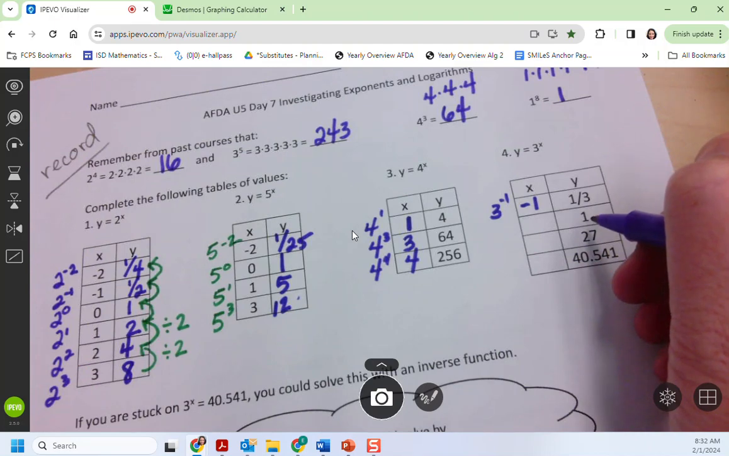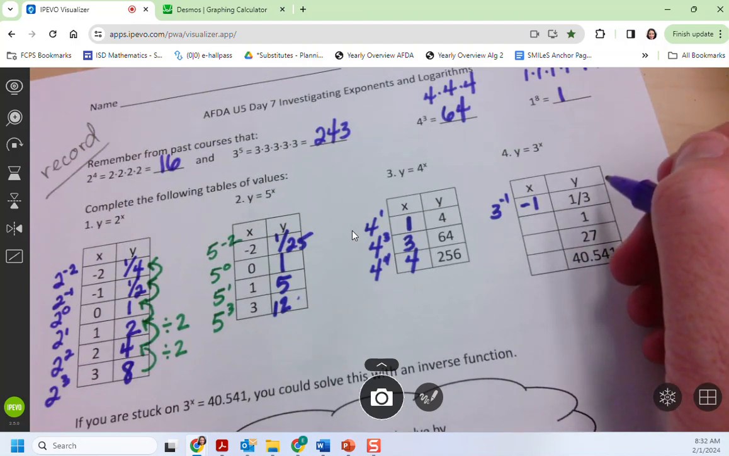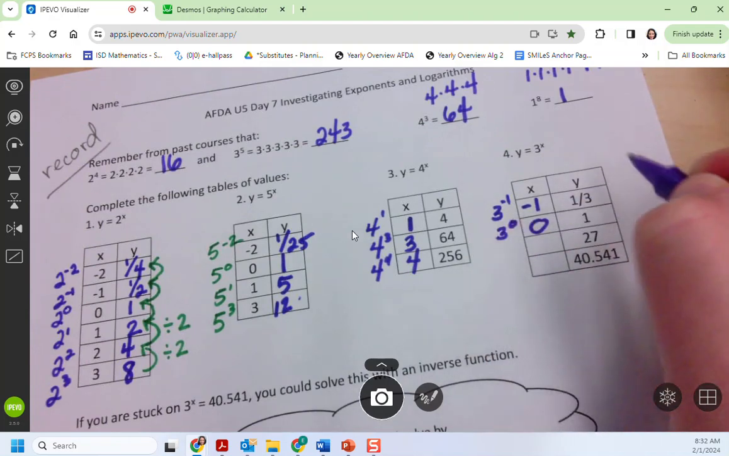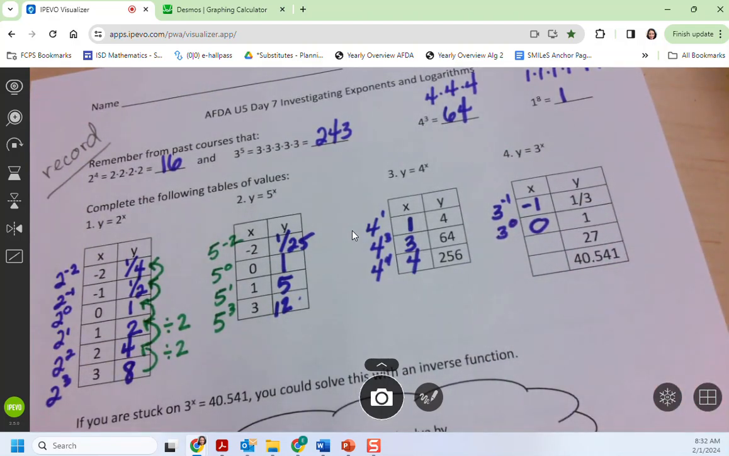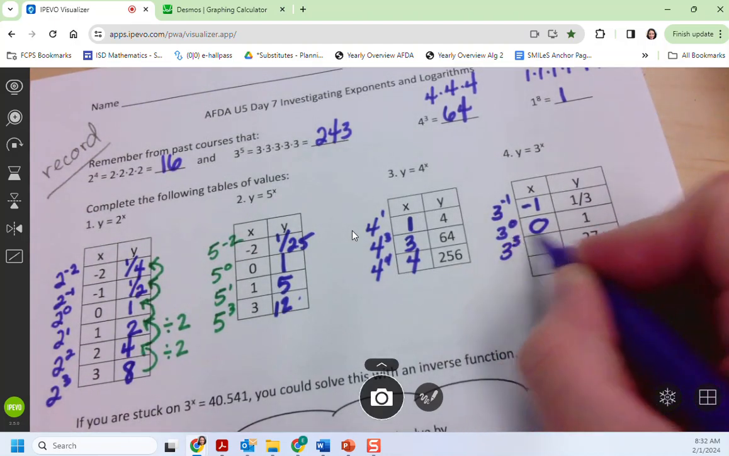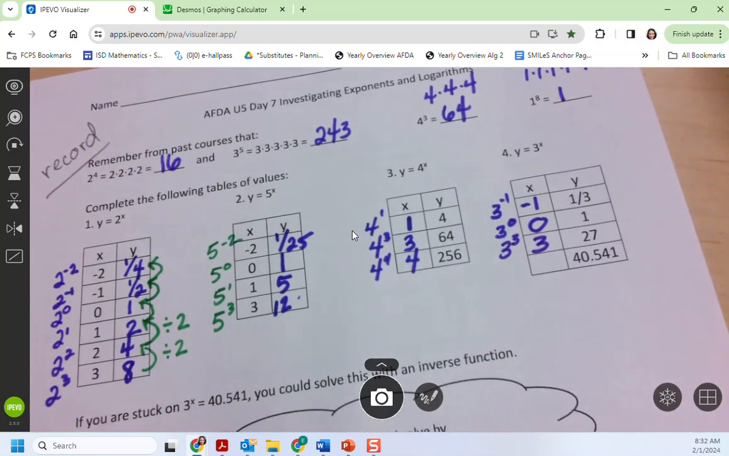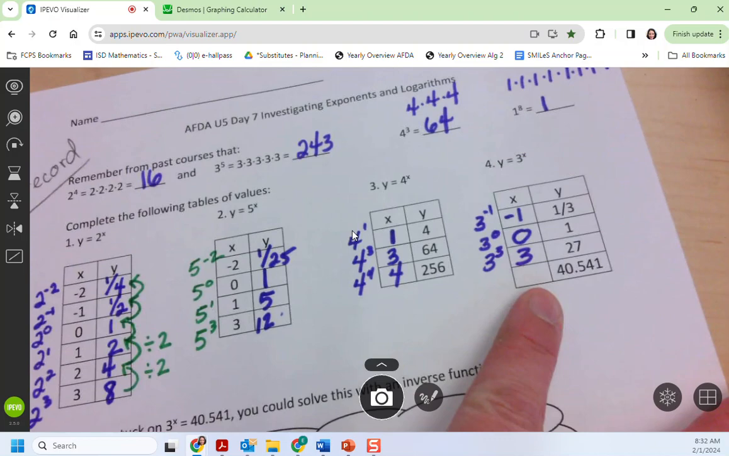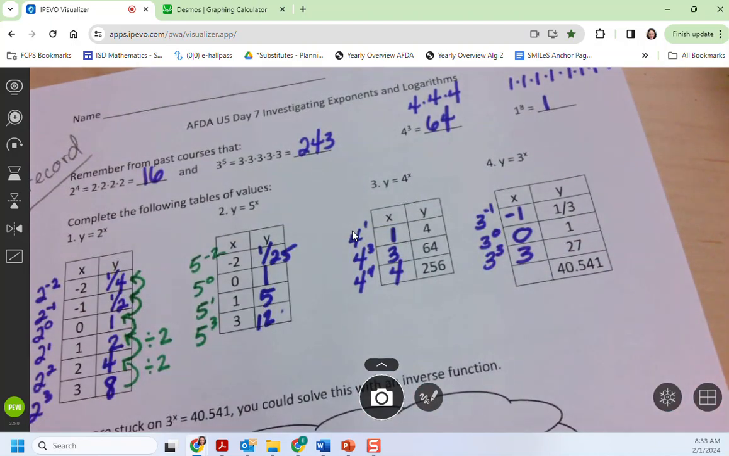S says 0, and Catherine says 0. Is that right? Yeah? Good. So 3 to the 0 gives me 1. All right, what exponent will give me 27? 3. So 3 to the 3 is 27. And then I wonder if anybody worked on this one. Raise your hand if you worked on this and you found an answer that you're happy with.